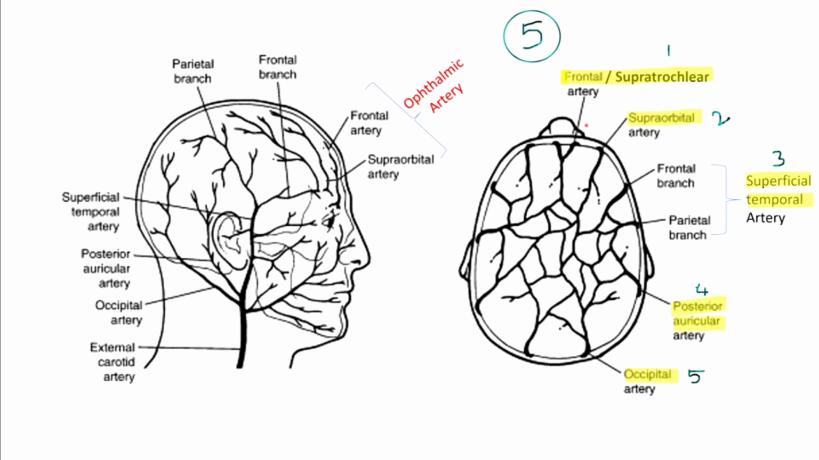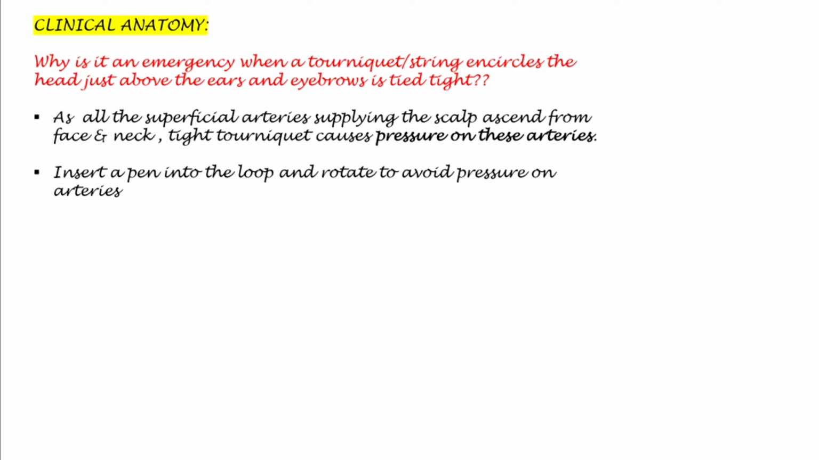Let's see another clinical anatomical aspect of the scalp. Why is it an emergency when a tourniquet or string is tied tightly around your head just above the ears and eyebrows? As all the superficial arteries supplying the scalp ascend from the face and neck, a tight tourniquet causes excessive pressure on these arteries. So circulation to the scalp is affected. What do you have to do? Insert a pen or a pencil into this loop and rotate. This relieves pressure on the arteries and the circulation is re-established.